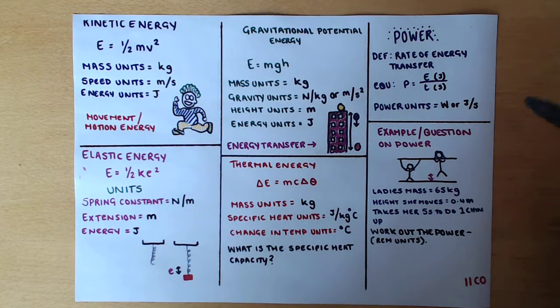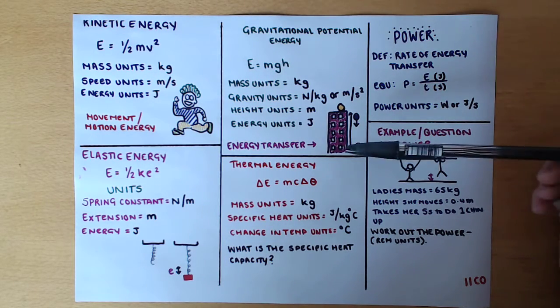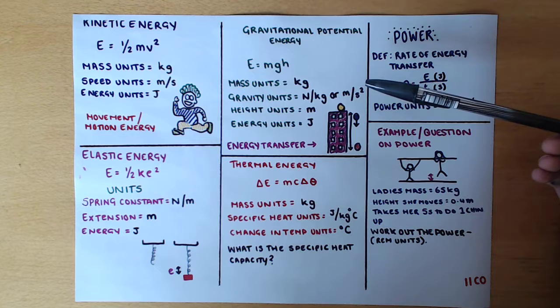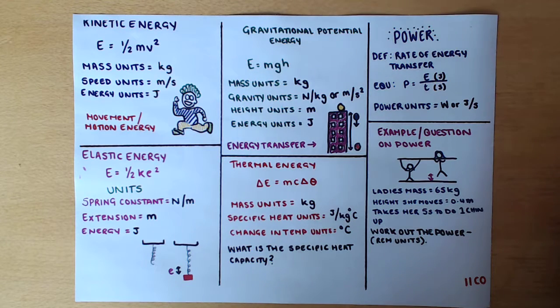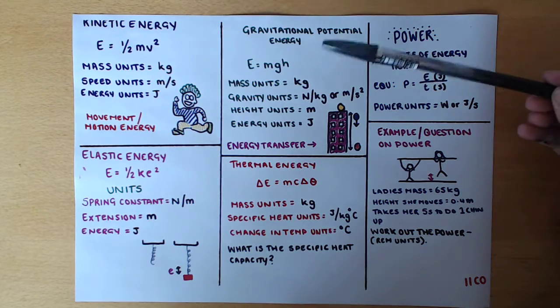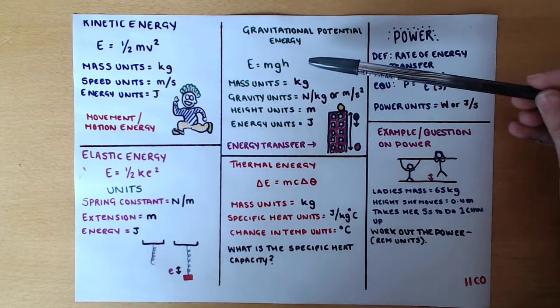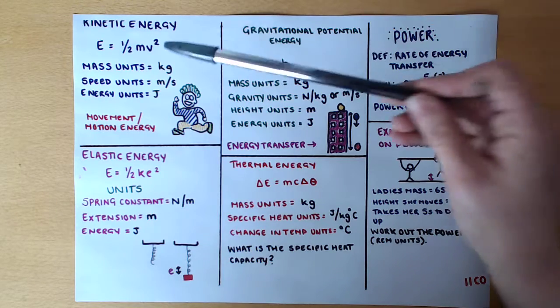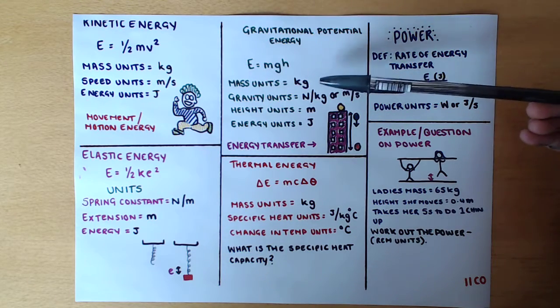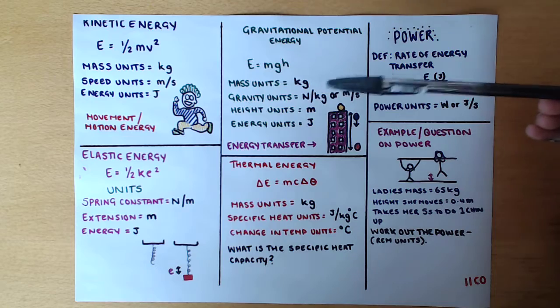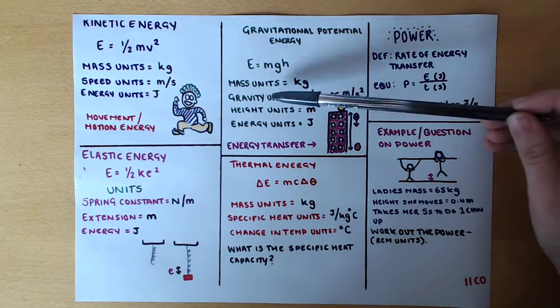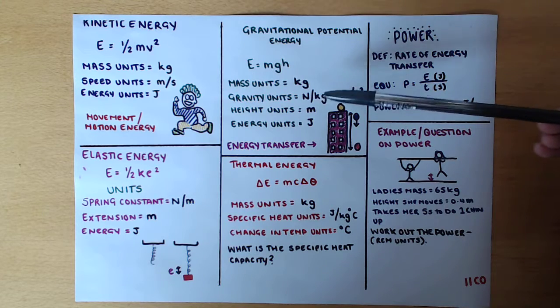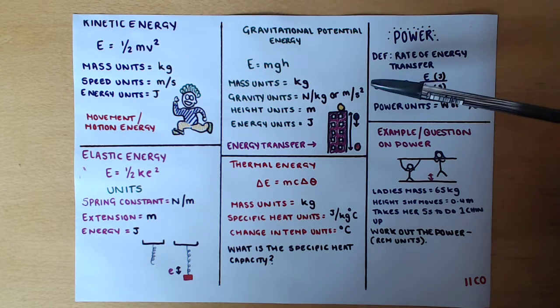Gravitational potential energy is energy due to things being a distance above the ground, so facing the attraction of gravity. And it's given by this equation here, E is equal to mgh. M is the mass, and that has units kilograms, like here. Remember, it's kilograms, not grams. 1 kilogram is 1,000 grams. That's important to note. G is the gravity, and that has units newtons per kilogram or meters per second squared.